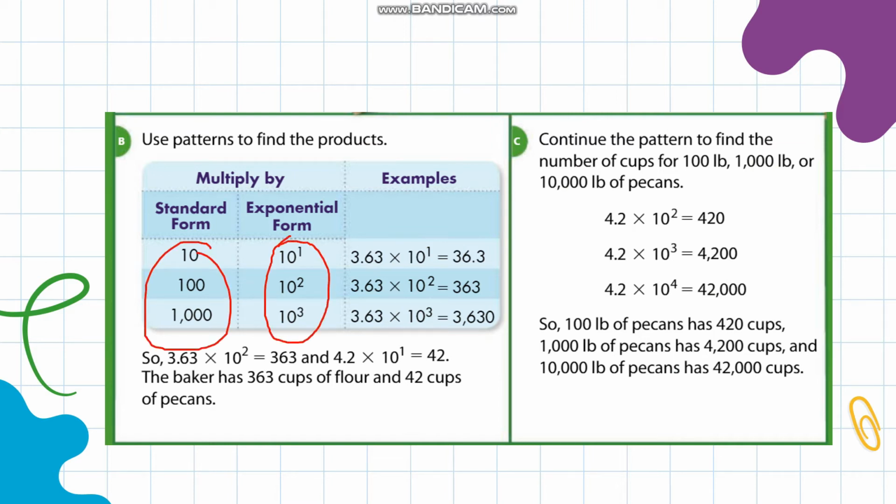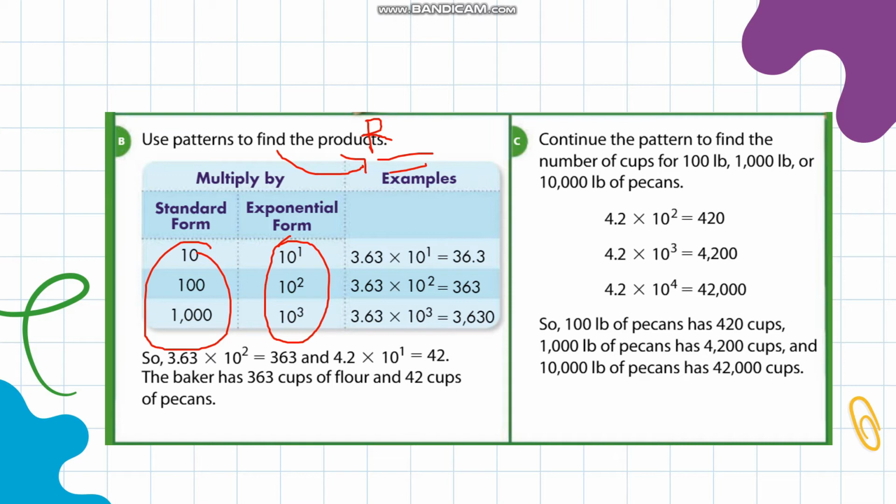the movement is going to the right and starts from the decimal point. The number of zeros and the number of the exponent is the number of movements. Continue the pattern to find the number of cups for 100, 1,000, and 10,000.